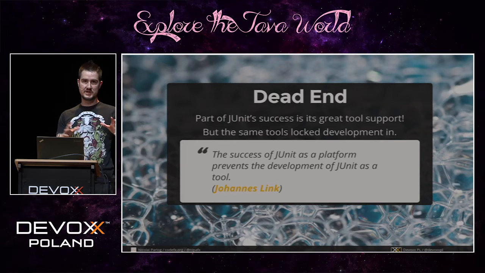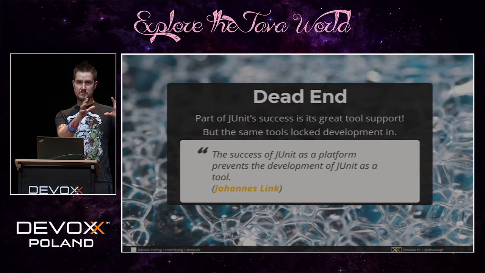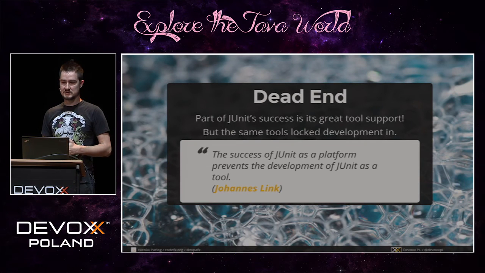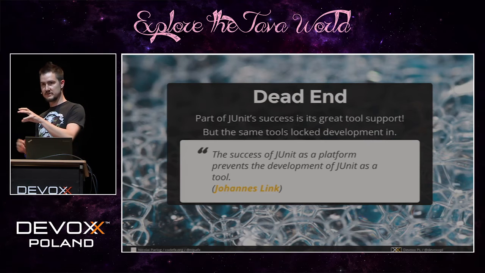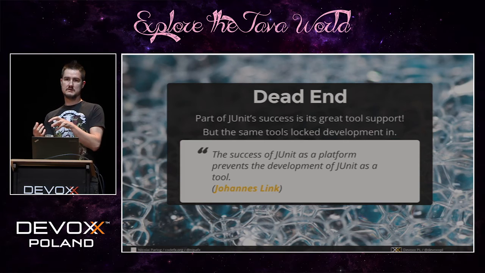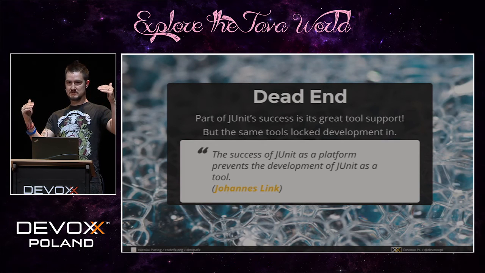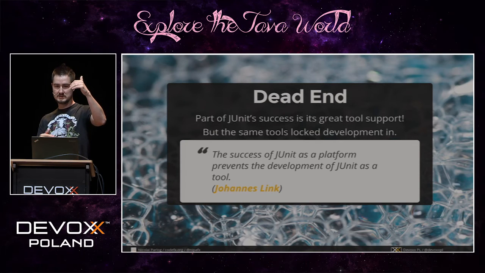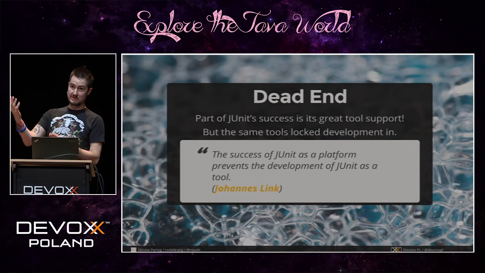The success of JUnit as a platform, that everybody could agree on how to use tests in IDEs and in tools, prevented the development of JUnit as a tool for testing. So there are two perspectives: a platform for writing tests and running them in tools and IDEs, and on the other end, you just want to write those tests.